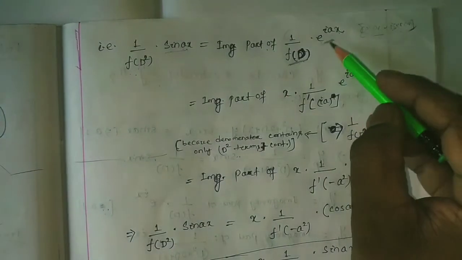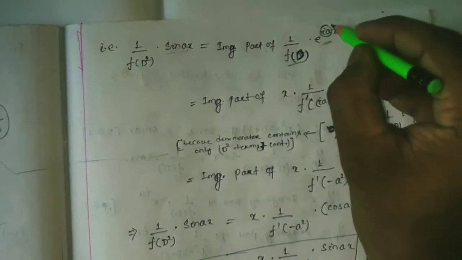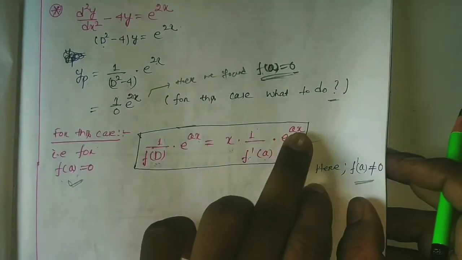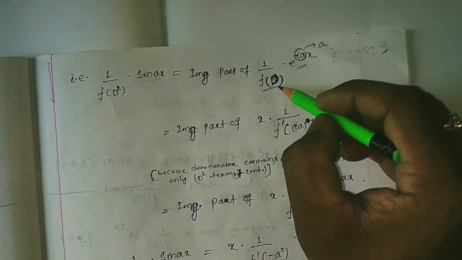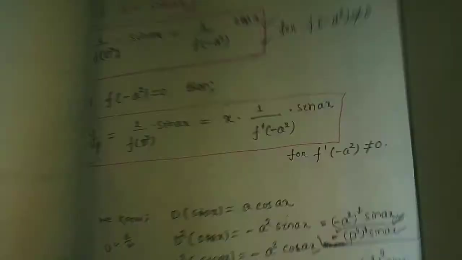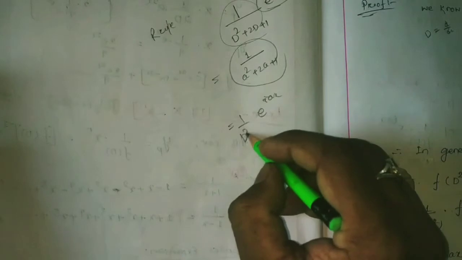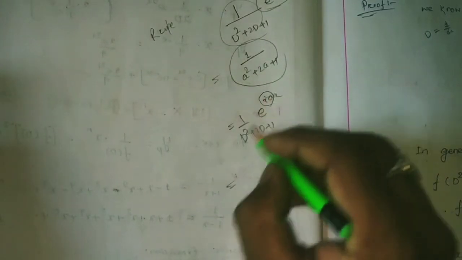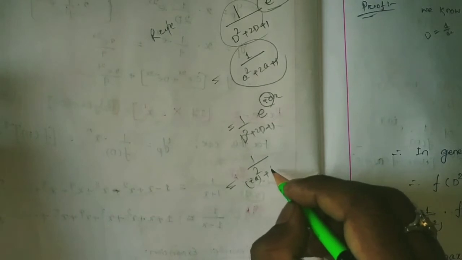Likewise, here e to the power iax, remember the coefficient of x will be considered as the so-called a. Here in e to the power ax, a is substituted as a, but in e to the power iax we have to substitute ia. That means the so-called a is nothing but ia. See here, instead of D, suppose we have e to the power iax and for this problem D square plus 2D plus 1, so we have to put ia at each D. That means (ia) square plus 2ia plus 1, like that.